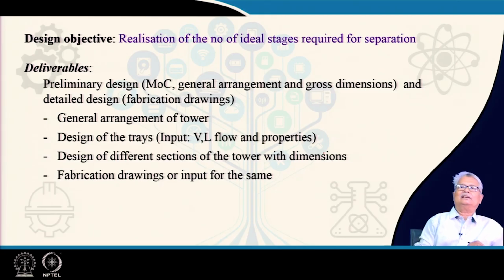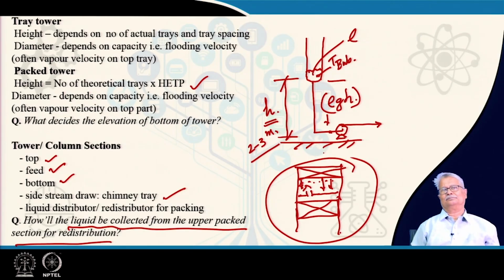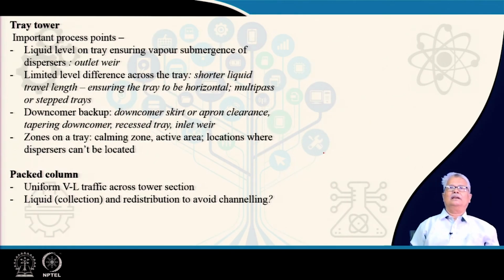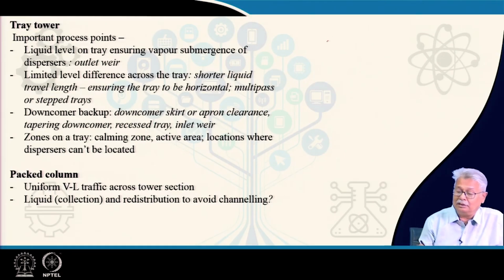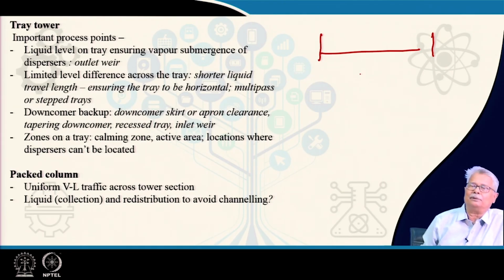Whenever we are designing a tower, our design aim is the realization of the number of stages. All these we have talked about earlier. In case of a tray tower, there are certain process points which are important. We have distinguished between the cross flow trays, and the only type of counter flow tray that we have come across is the sieve tray without downcomer.